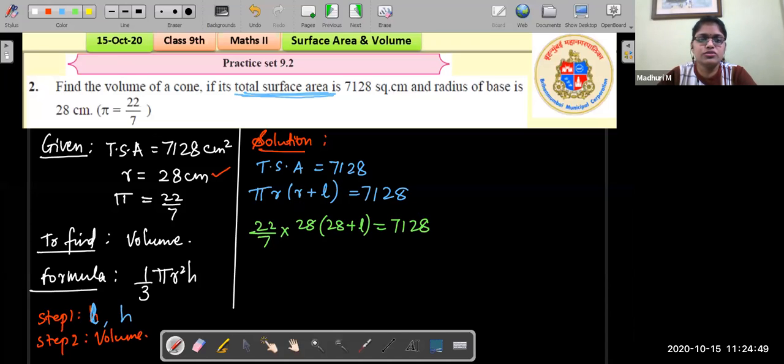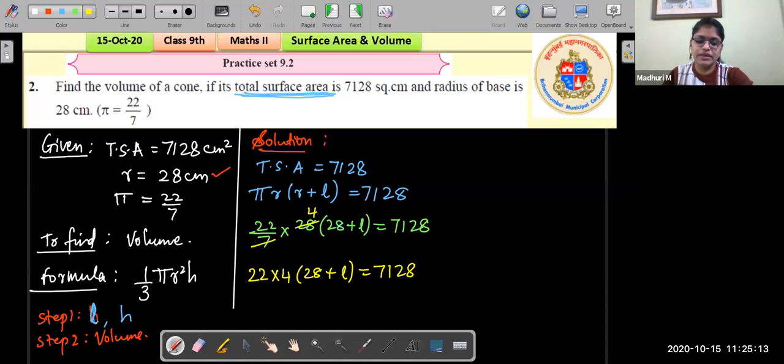And what are we going to do here? We are going to cross out the like factors. So here 7 times 1 is 7 and 7 times 4 is 28. So we are left with 22 into 4 times (28 plus L), which equals 7128. And what will be the next step? We move this 22 and 4 to the other side.